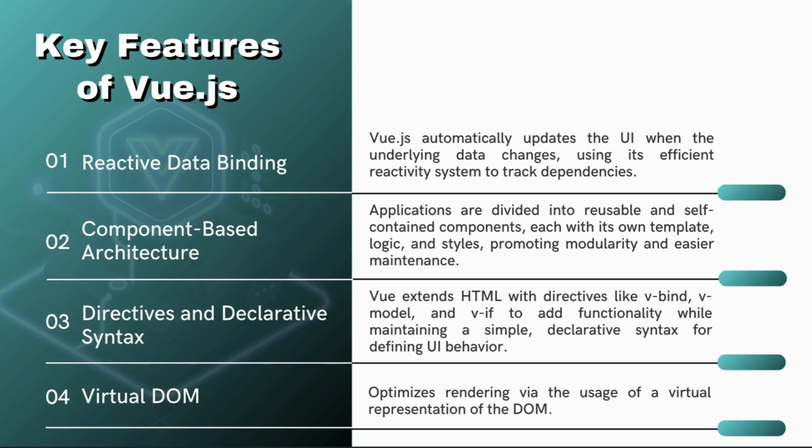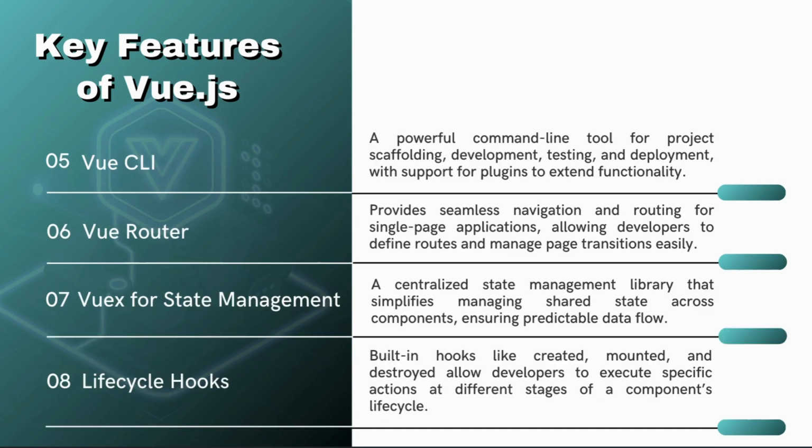Virtual Document Object Model. One of the standout features of Vue.js is its use of the virtual DOM. Vue creates a virtual representation of the actual DOM, which helps optimize rendering by only making necessary updates to the real DOM. This approach improves performance by reducing the number of reflows and repaints, making the application faster and more responsive.